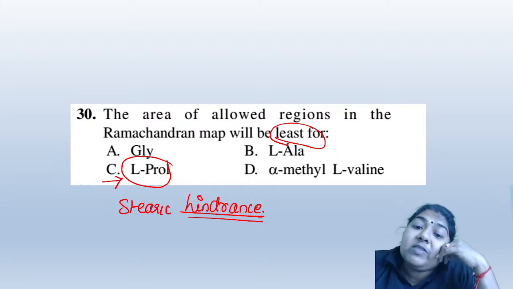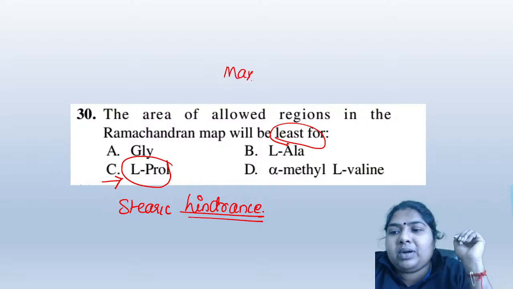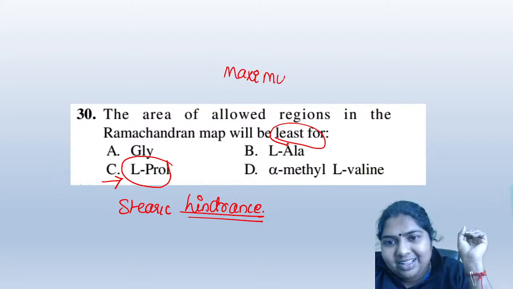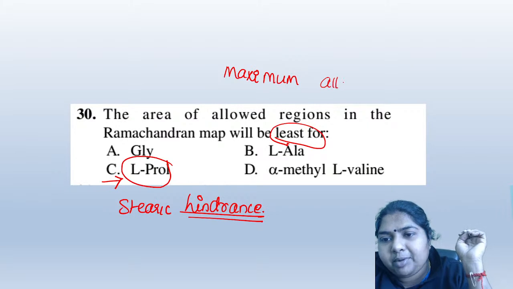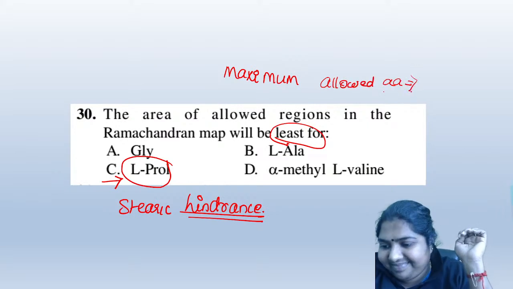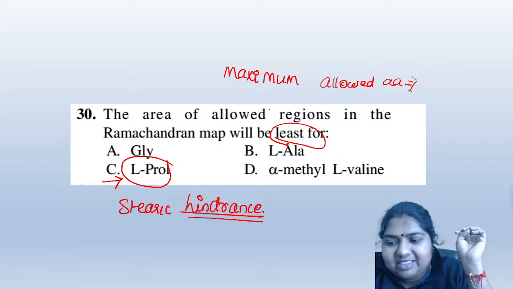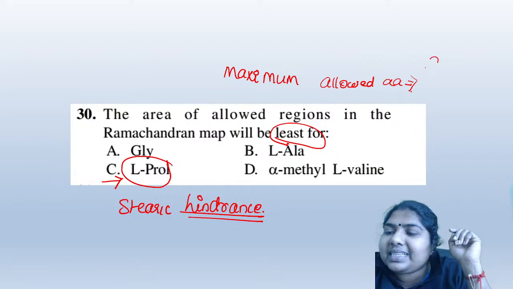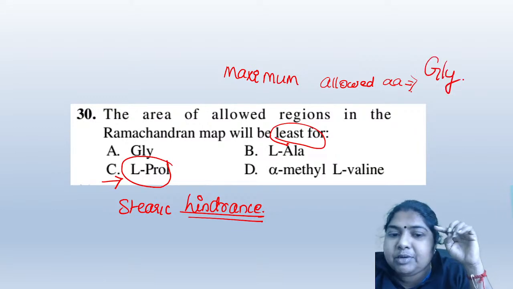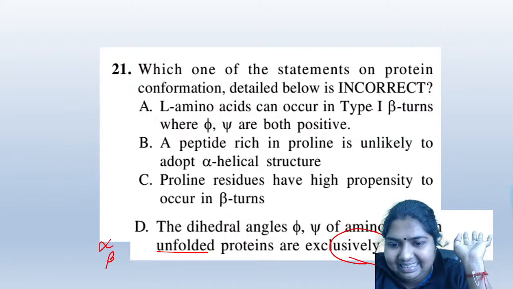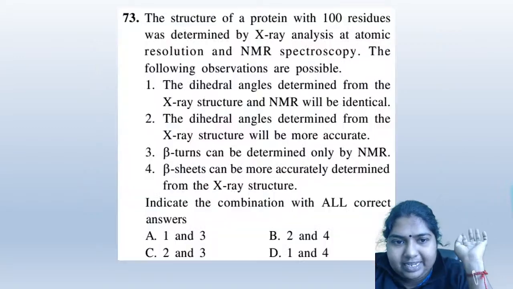Right. So which will be the maximum allowed? Who will be the maximum allowed amino acid? Can you guess it? Yes, Vaiki. So which is the maximum allowed? It is going to be the glycine. Minimum is proline, maximum is glycine. Okay, this question I just explained to you.